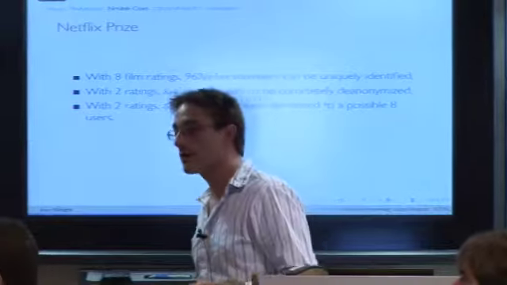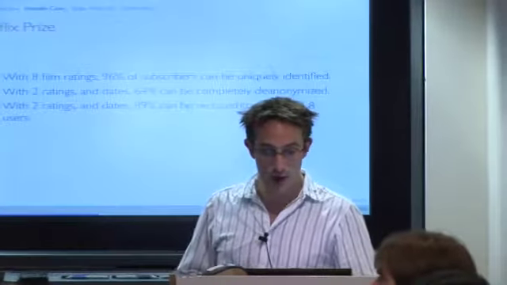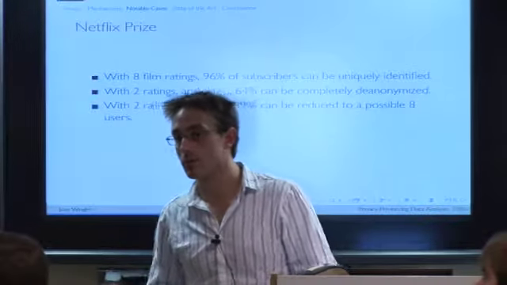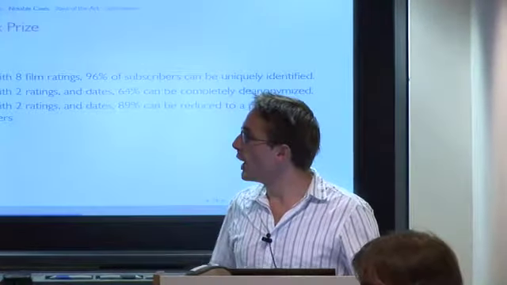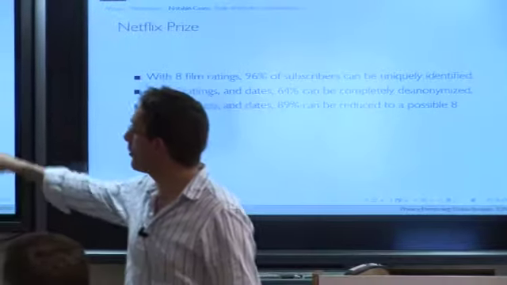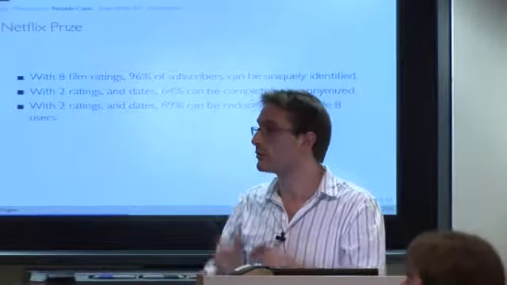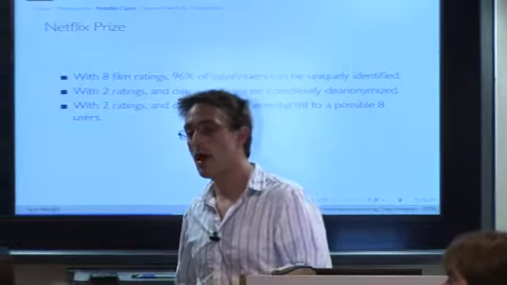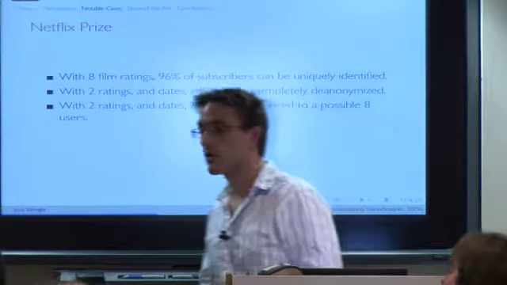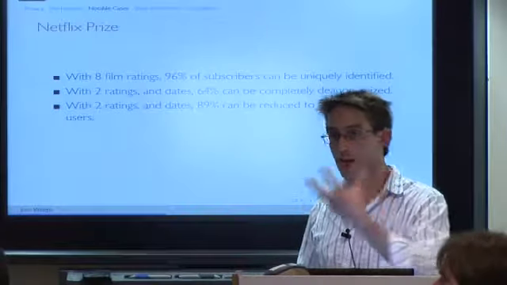If you've only got 2 ratings from the Netflix database, but you've also got the dates at which those ratings were given, then you can de-anonymize 64% of people. So 2 ratings and the dates on which those ratings were given. If you've got 2 ratings and dates, 89% of people can be reduced to a possible 8 users. So this is the size of people you get down to, even if you can't uniquely identify somebody. You're still talking about only 8 potential users. And if we think back to the definition of, say, T-closeness, if you're looking at perhaps political preference or something like that, then this allows you to identify certain attributes about people by combining it with other data sources.